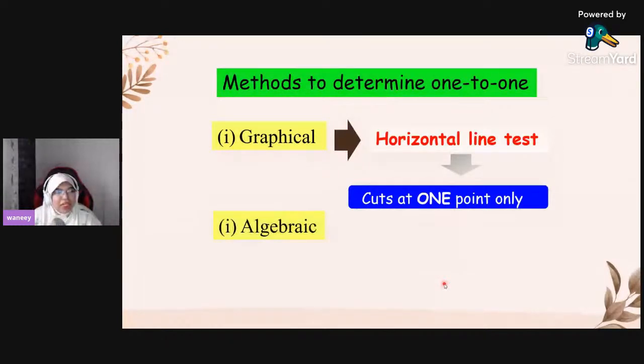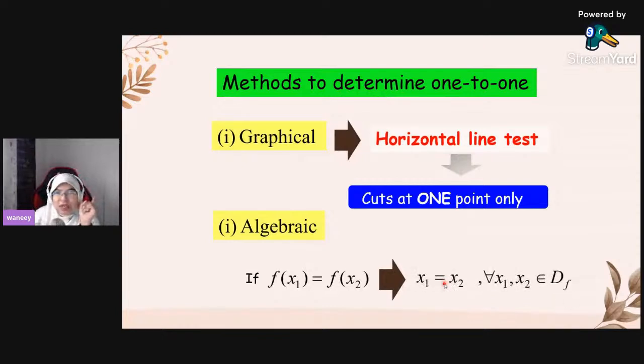Another one is called the algebraic method. What you should do is write down f(x1) equal to f(x2). So you look at the function f(x), replace x with x1 on the left, and substitute x2 on the right. What you need to check is whether you get x1 equal to x2 at the end. If you get x1 equal to x2, then this is definitely a one-to-one function. If you are given two different values, then this is not a one-to-one function.